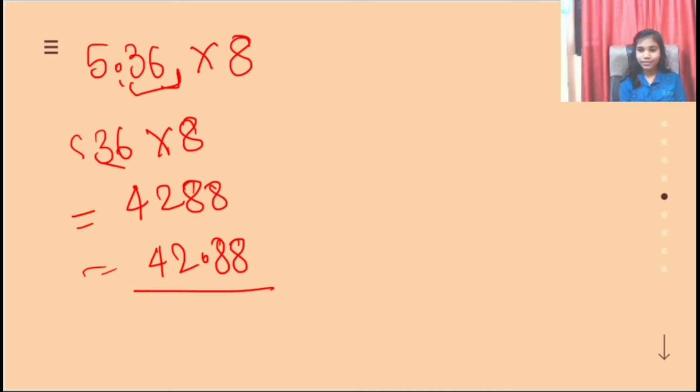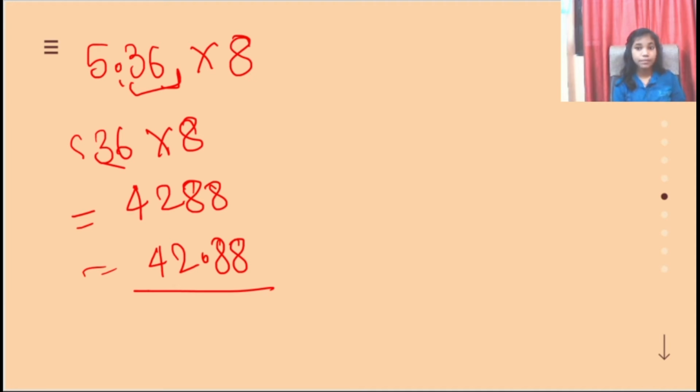That's the final answer. Got it? So this is how simple it is to multiply a decimal number and a whole number. As simple as that. I hope you got how to multiply a decimal and a whole number, right? So basically this was the step.